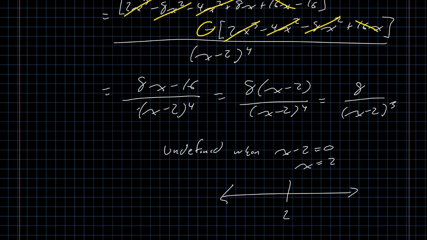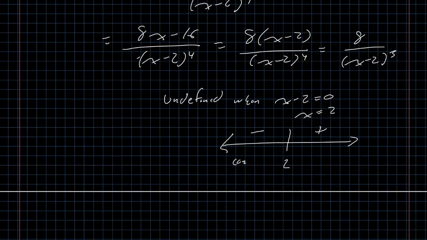Everything smaller than 2, well, then x minus 2 is going to be negative. Cube it, it's still going to be negative. 8 divided by a negative is negative. Anything bigger than 2, x minus 2 is going to be positive. Cube it, it's positive. 8 divided by something positive is something positive. So we know that we are going to be concave down everywhere to the left of x equals 2, and we're going to be concave up everywhere to the right of x equals 2.